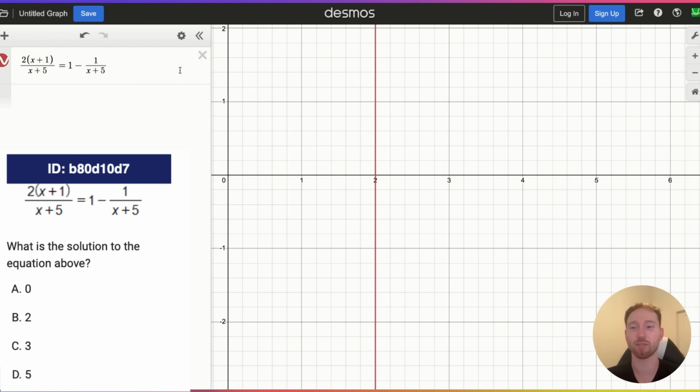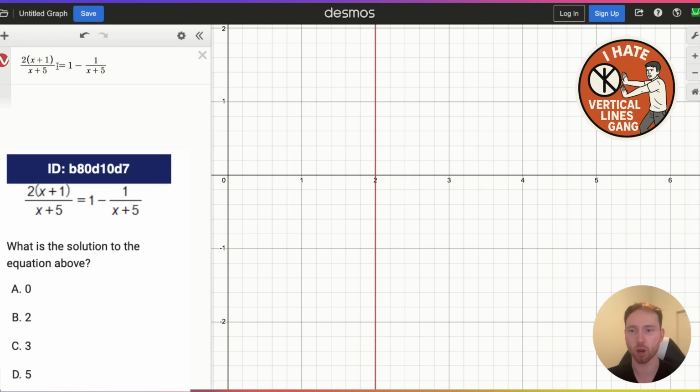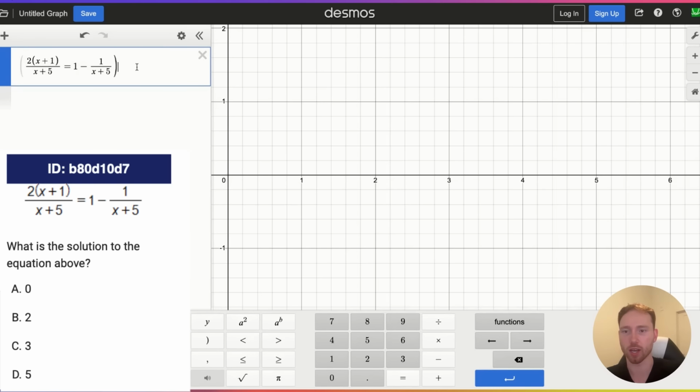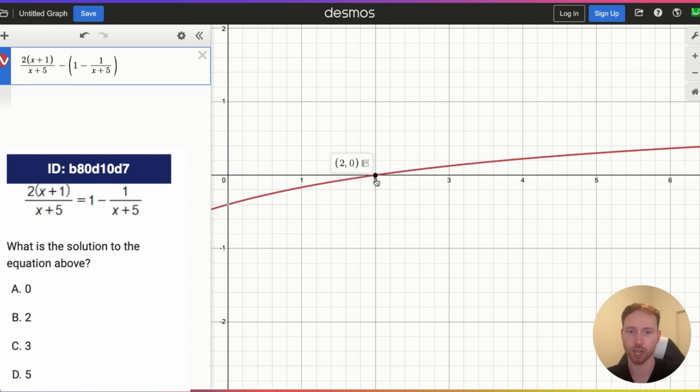And once again, if this is bothering you, go ahead and pick one side of the equation and move it to the other. I prefer the right side. And since this is kind of complex, I'm just going to put it in brackets and then just subtract. And then once again, it's crossing 2.